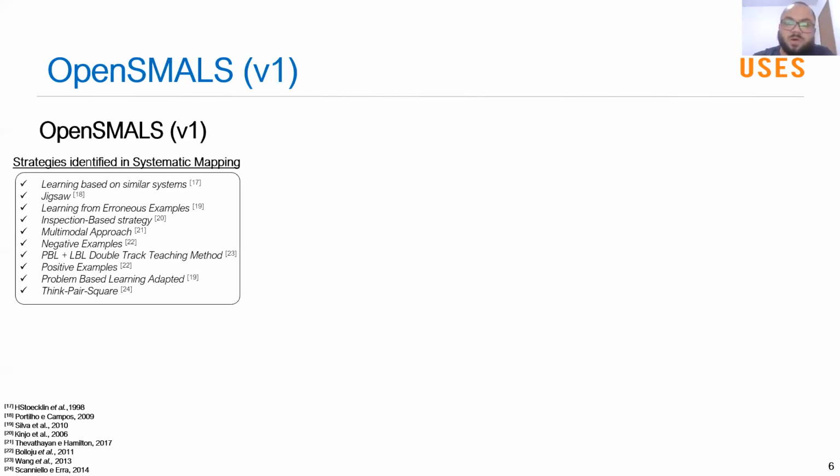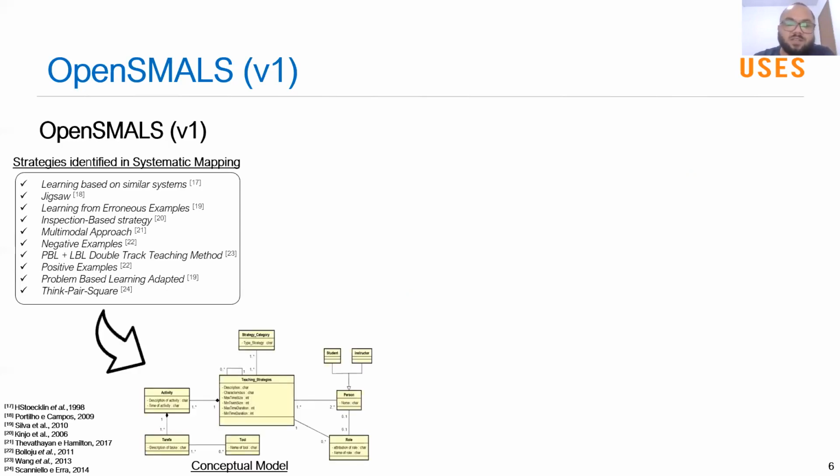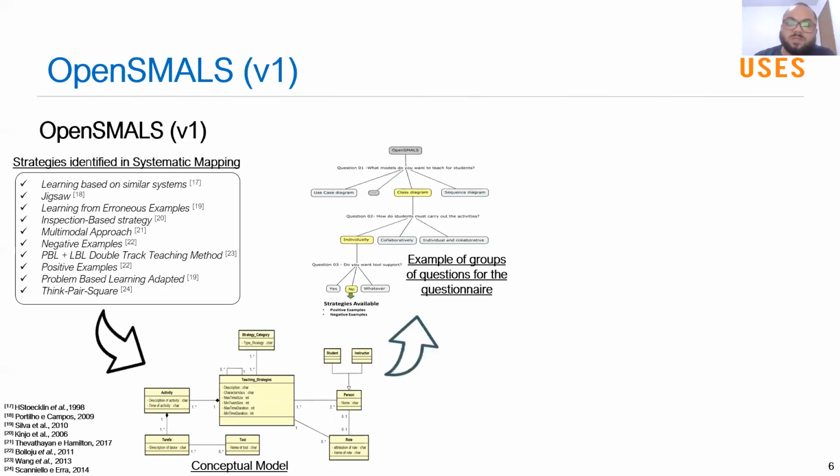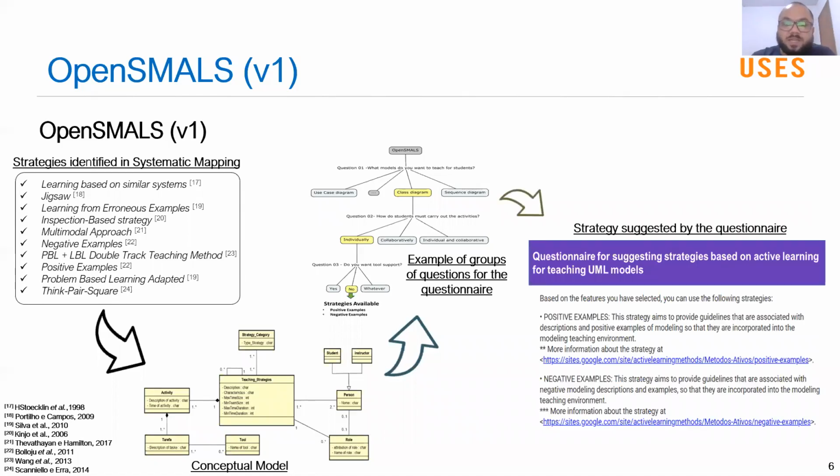To develop OpenSmall, we identify active learning strategies using a systematic mapping. Then, based on this, we create a conceptual model and we propose an OpenSmall questionnaire based on a decision tree. Based on the answers provided by the instructor, the OpenSmall questionnaire recommends a set of strategies, and the instructor can go to the OpenSmall portal for more information about these strategies.